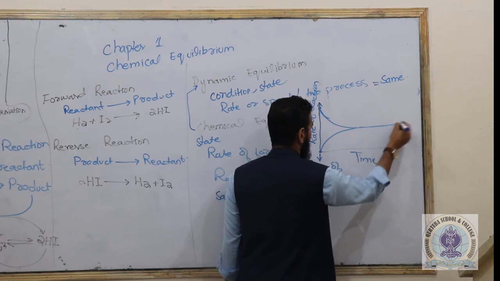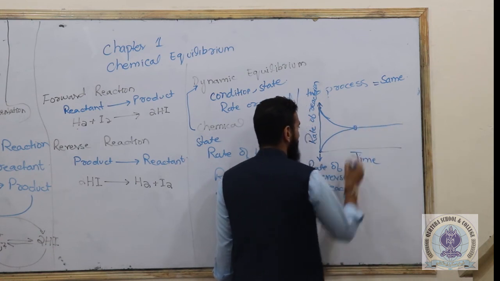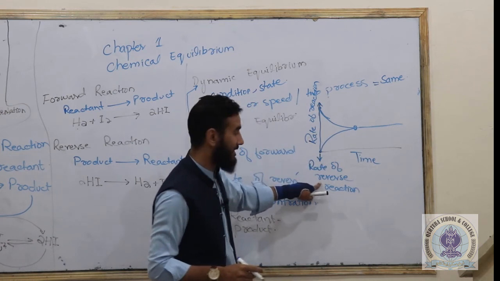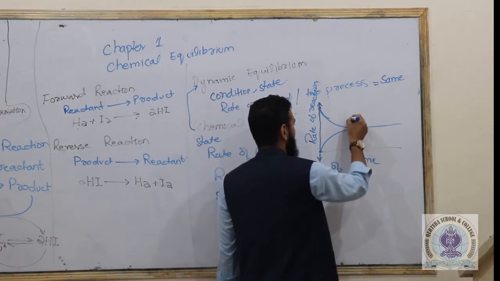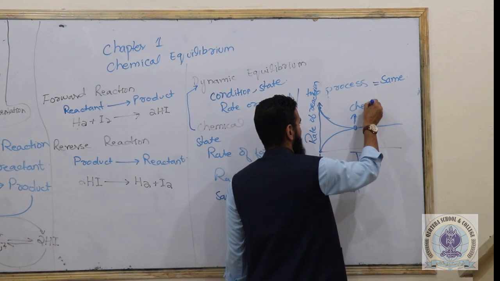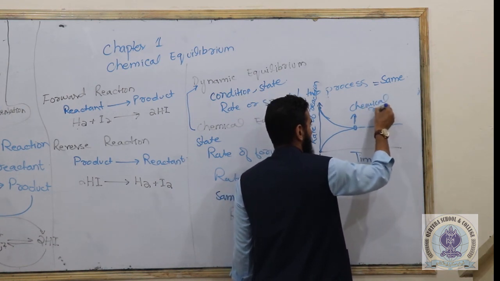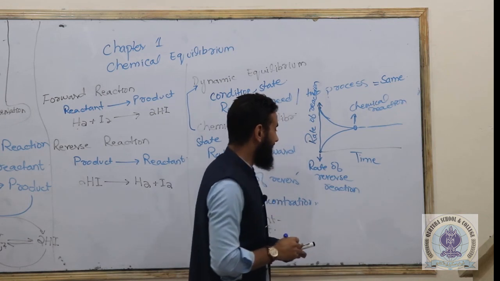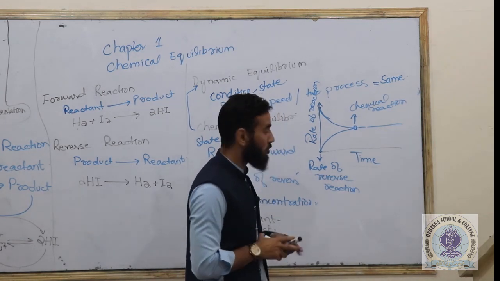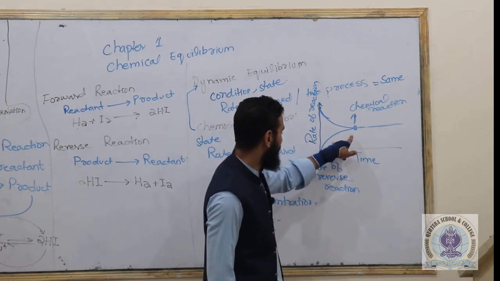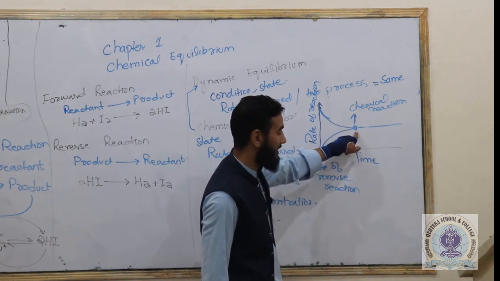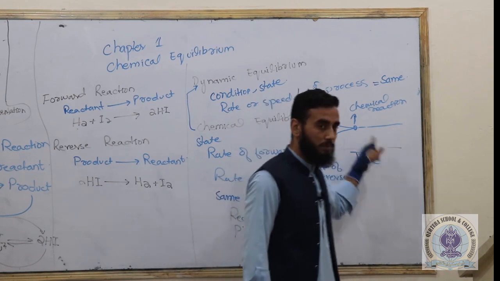A condition or a state will come where the rate of a forward reaction becomes equal to the rate of reverse reaction, and that state or condition is called chemical equilibrium. As you can see, after some time both the lines touch each other and form a straight line. At that instant, the rate of reverse reaction equals the rate of the forward reaction. That condition or state is called chemical equilibrium.